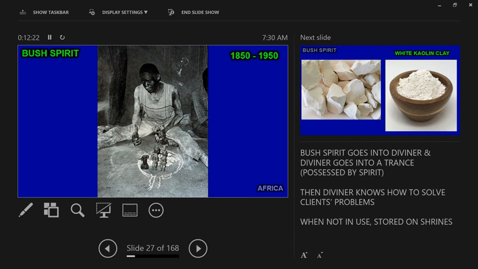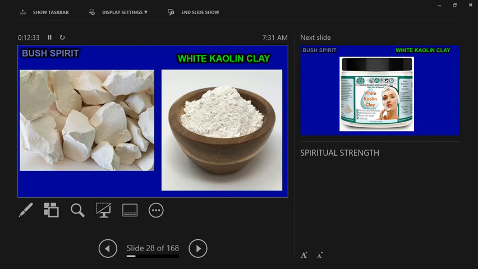But notice the white chalk that is drawn on the floor. Notice the white chalk that is on the man's arms and face and legs. All right, and that is white kaolin clay. And it has a spiritual power to it.